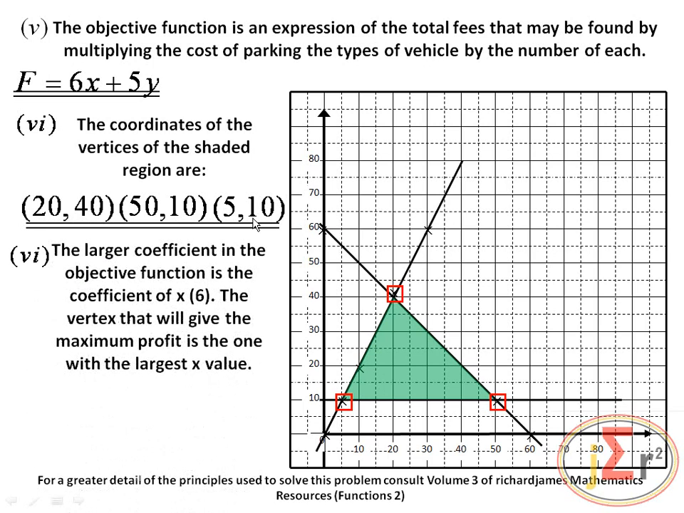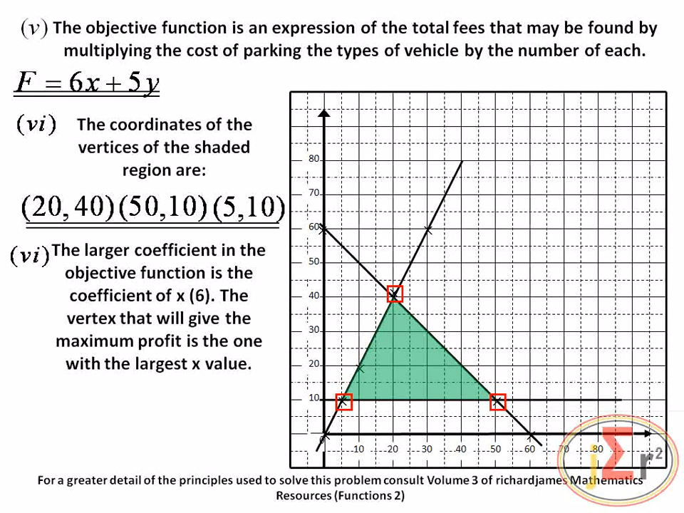So the larger coefficient in the objective function is the coefficient of x, which is 6. So the large coefficient in the objective function is this one. The vertex that will give the maximum profit is the one with the largest x value. Usually that is the case. If there is a violation of that rule, then we will resort to the other pair of coordinates.